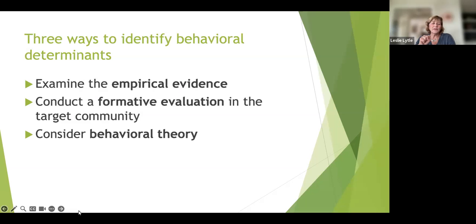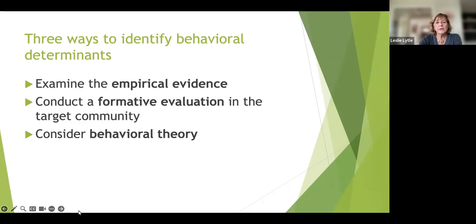So when we're designing a multi-level intervention, we need to start by understanding the behavioral determinants that will, again, be the whole basis of what our intervention is going to look like. And we use 3 different ways to identify behavioral determinants. 1, we examine the empirical evidence. 2, we conduct formative evaluation in our target community. And lastly, we consider behavioral theory.